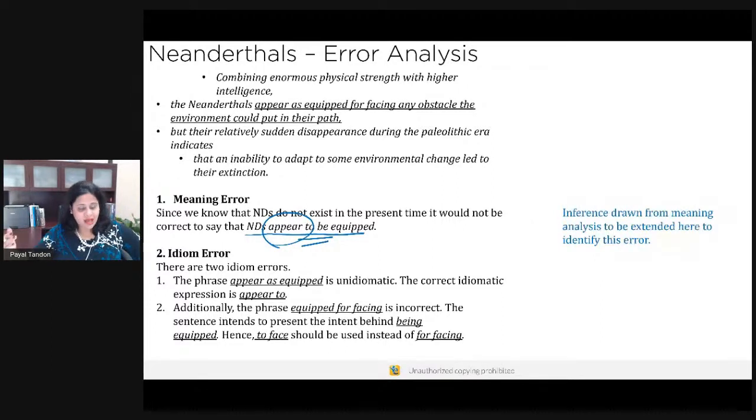Okay. Now there's the other stuff as well, wherein this is an idiom error. As equipped is actually wrong idiom. Then another one, equipped for facing, that is incorrect. There should be an intent over here, and that's why to face is correct.